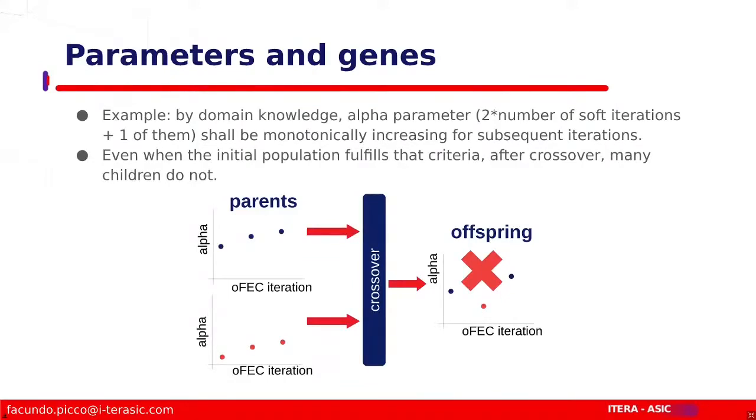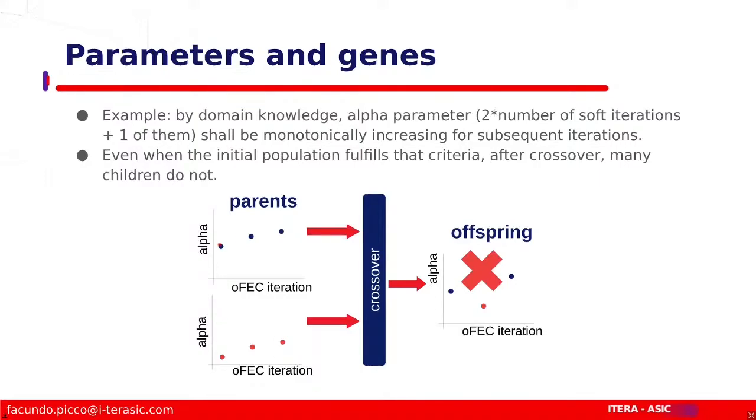Let's take an example. So one of the examples is that we have a parameter called alpha in this case, which is a parameter for each soft iteration. And so if we have 5 soft iterations, then we will have 5 alpha parameters. It's actually 2 times the number of soft iterations, but it doesn't matter too much. And by domain knowledge, we know it needs to be monotonically increasing for subsequent iterations. So the value of alpha 2 needs to be bigger or equal than the value for alpha 1. And one of the things you can see is that even when the initial population fulfills the criteria, after crossover, many children do not.